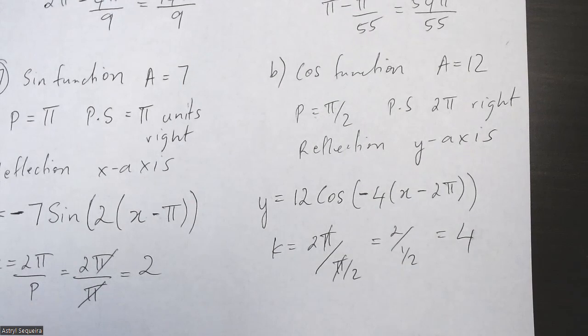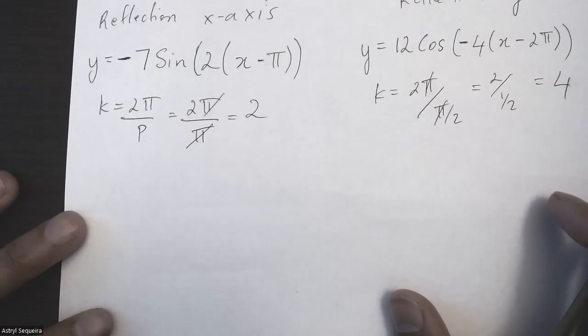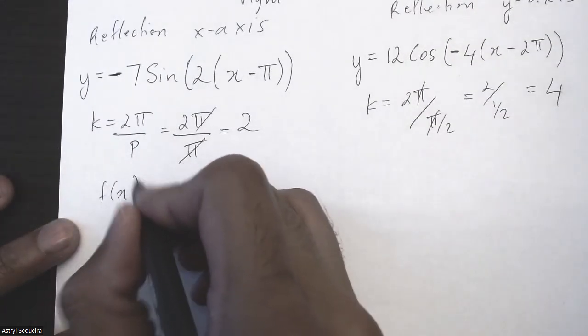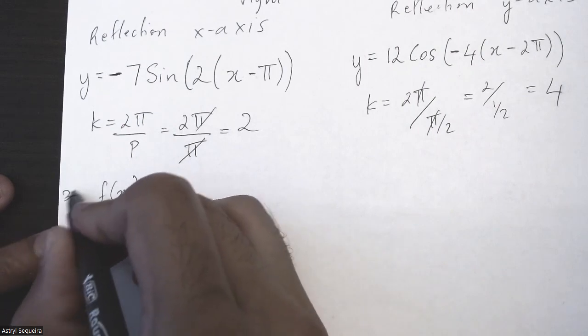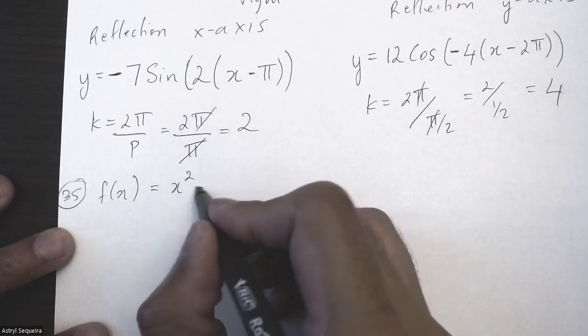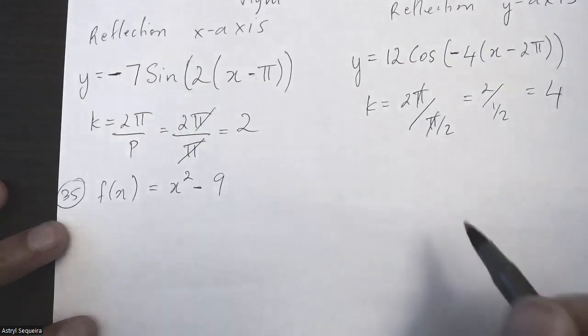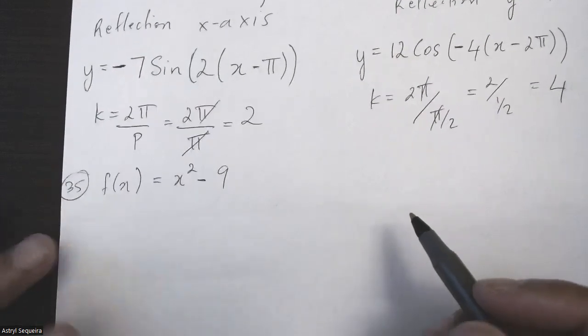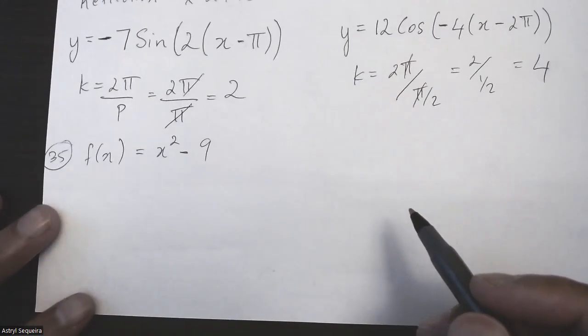All right, so that probably concludes it. I can probably do an IROC question over here. So we have a function f of x equals, this is question 35, one of the last questions in the test, x squared minus 9. And we have to determine whether the function has a maximum or minimum at the point x equals 0.